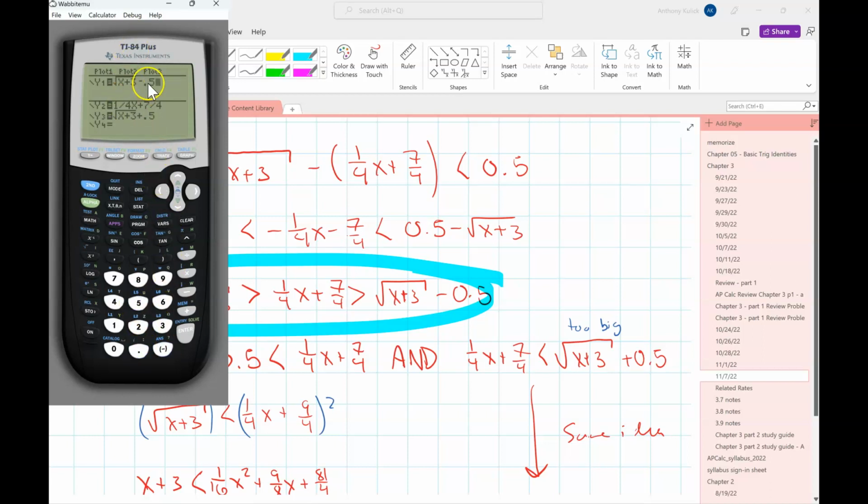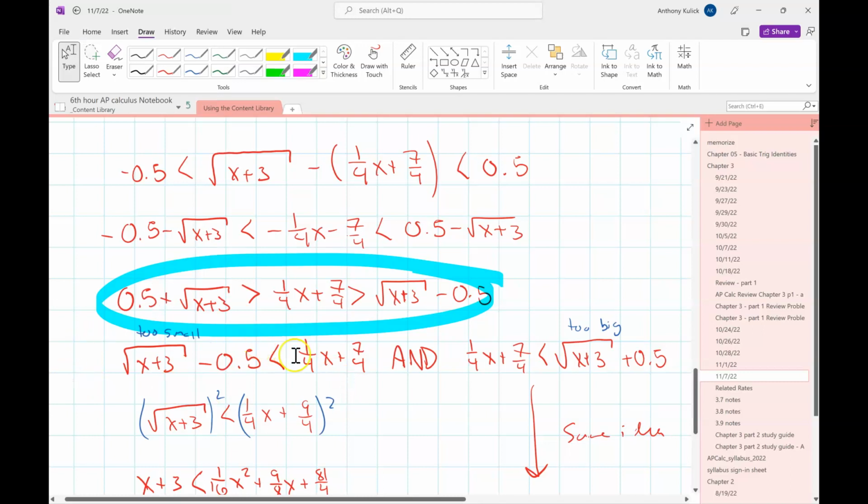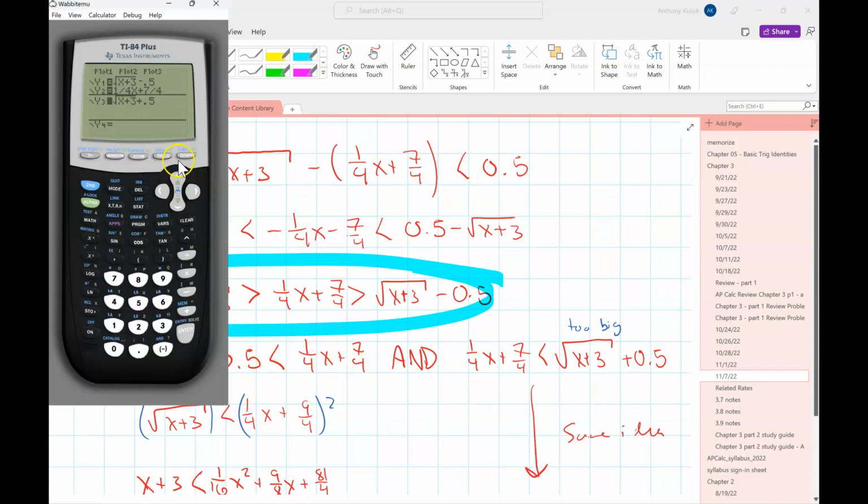So x plus 3 minus 0.5, or square root of x plus 3 minus 0.5. The linearization is square root of x plus 3 plus 0.5. Now, I'm not going to graph all three of these things at the same time because that's just a lot going on. I'm just going to graph the too small part first and see what happens. So this curved line is my linearization.